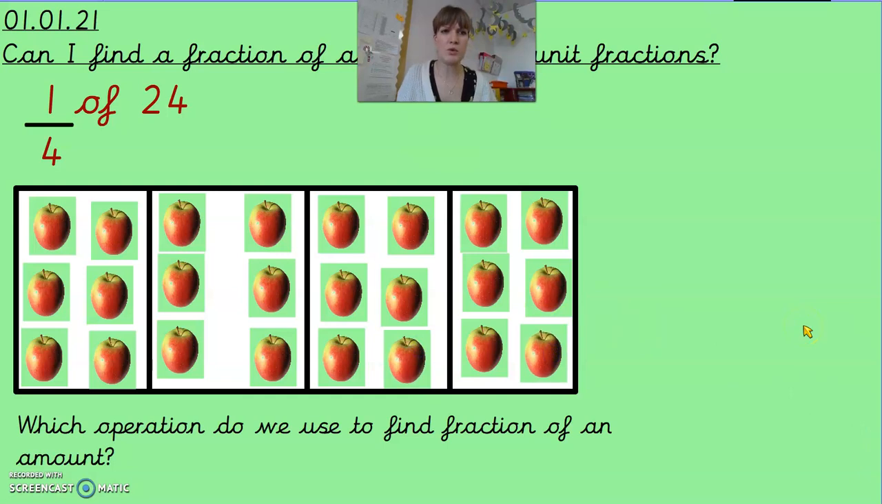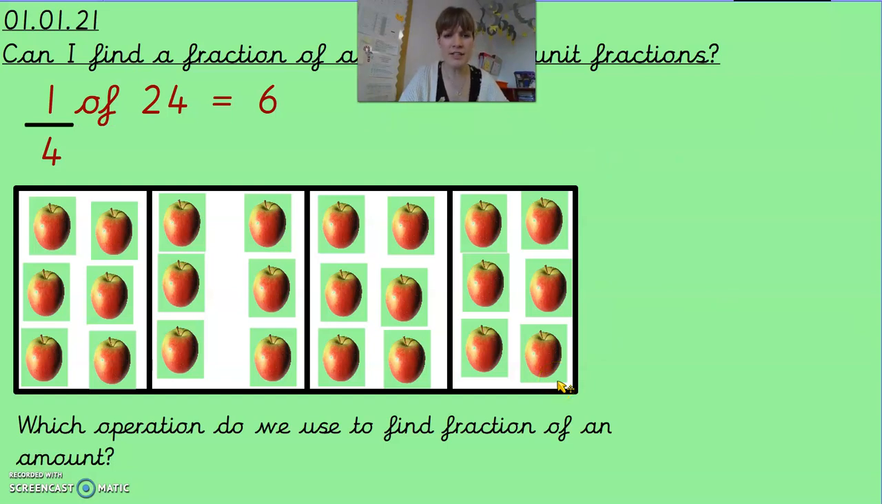There we go. I've divided all 24 apples into 4 sections. How many have I got in one section? So in just one bit, how many have I got? Write it down for me. Well done if you said 6. So 1/4 of 24 is 6.